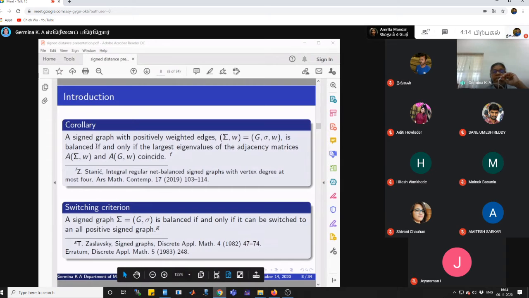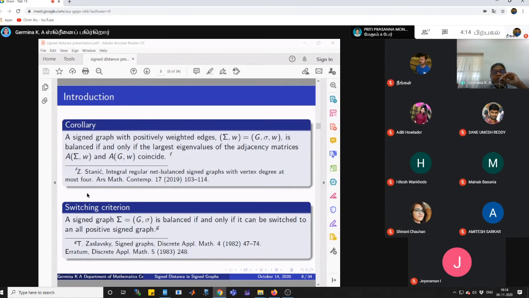Next is a corollary to that theorem. A signed graph with positive weighted edges, sigma W, which can be represented as having some weight on the edges, is balanced if and only if the largest eigenvalues of the adjacency matrices A of sigma W and A of G sigma W coincide. This is not a very big deal. You can get it from the previous theorem.